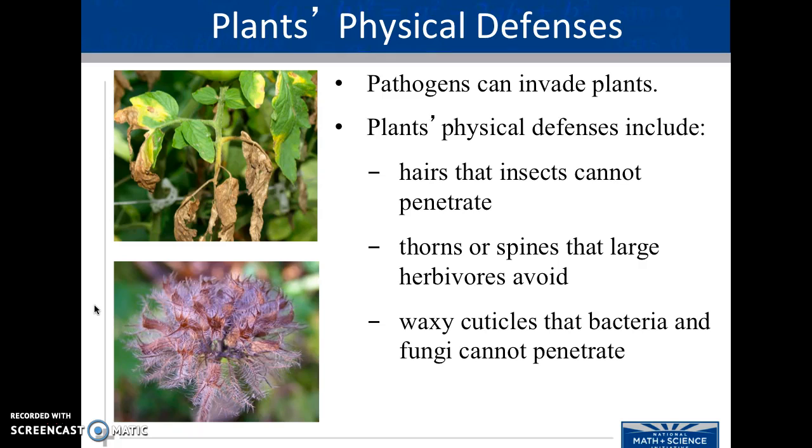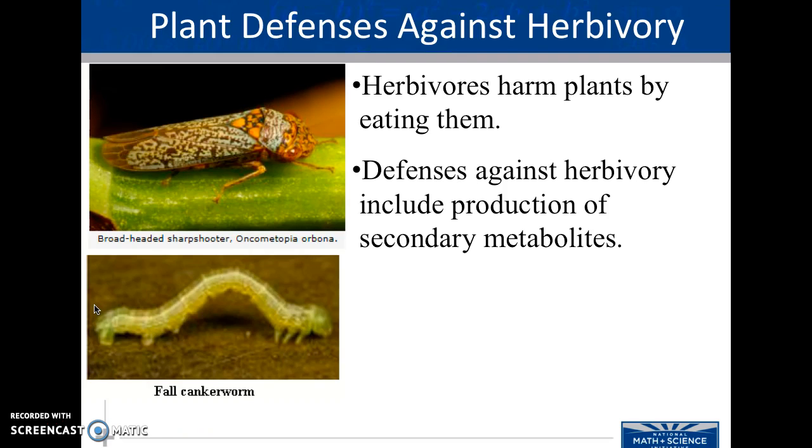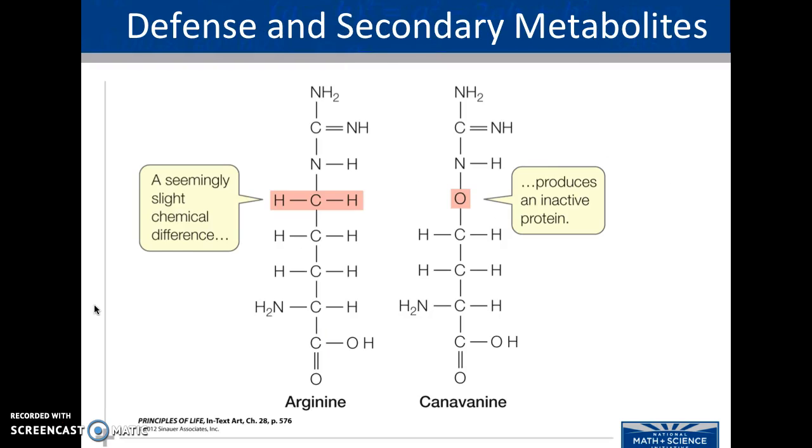These are some other examples of the physical defenses and why we have them. I don't need to go into it too much. That's why we see these physical defenses. These are going to be your secondary metabolites. These are two examples of secondary metabolites, canavanine and arginine.